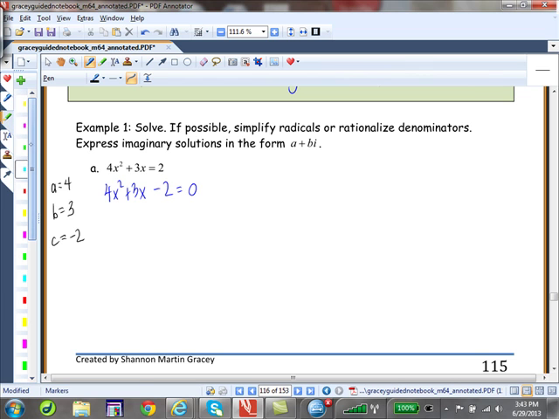And we got these from a, b, and that was a positive. And then c, you keep the sign with it. And that's where we got that information.